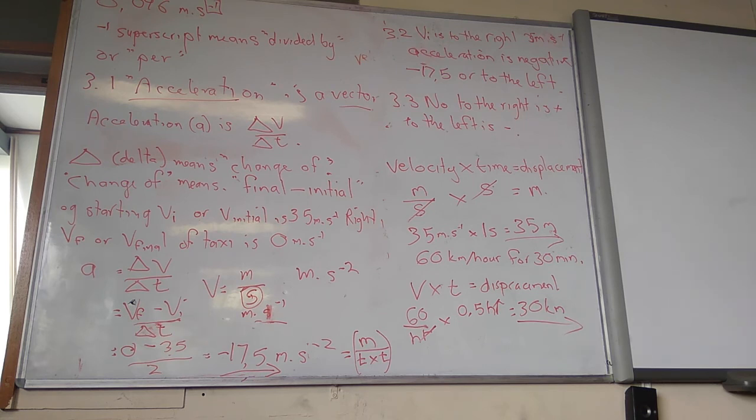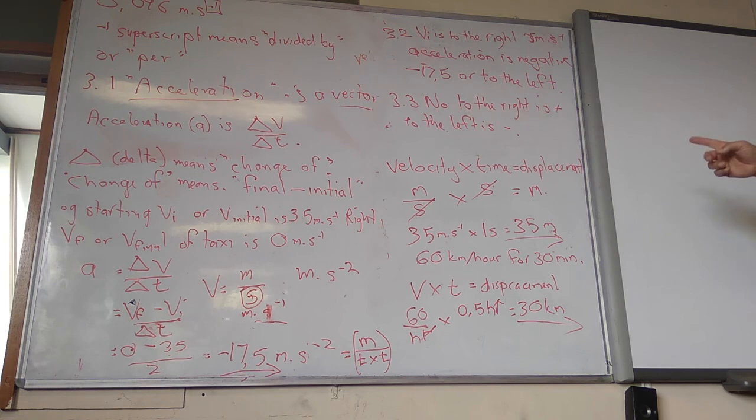Will the taxi stop at the traffic light? If he travels 35 meters, will the taxi stop at the traffic light, for 5 marks? So how far does he travel in that first second? He travels 35 meters. So how far is he from the traffic light? 5 meters. Then he applies his brakes.